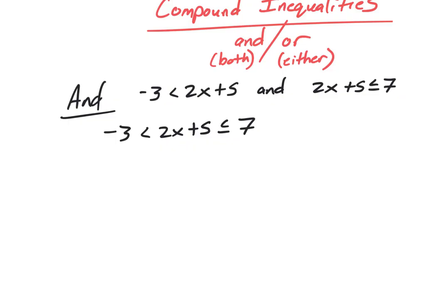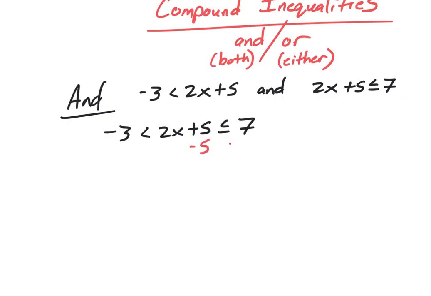Now, solving this one's a little bit different, okay? And you might have done some of these before. Our goal is still to get x by itself, right? So look at the expression that has a variable in it, 2x plus 5. If I was going to solve an equation or inequality with 2x plus 5, what's going to be the first thing that I'm going to do? If I wanted to get x by itself. Subtract 5.